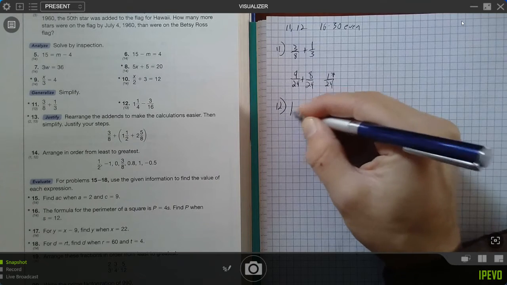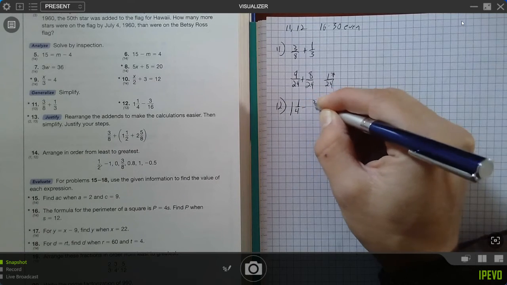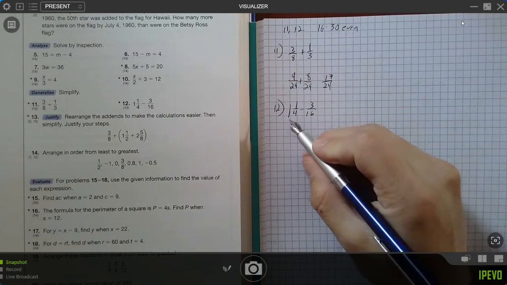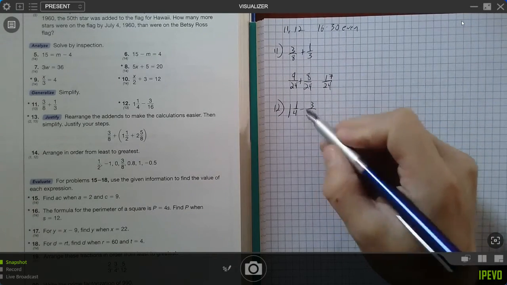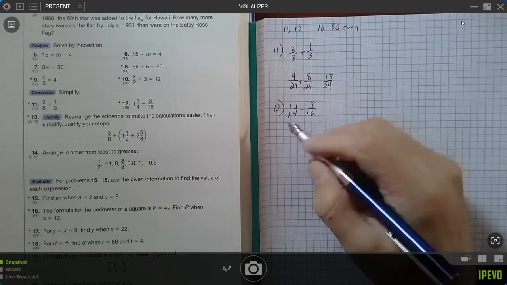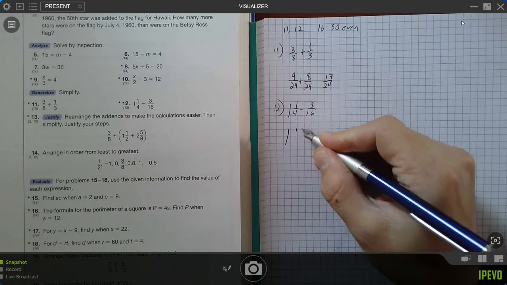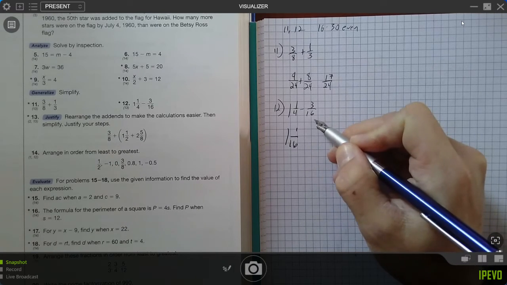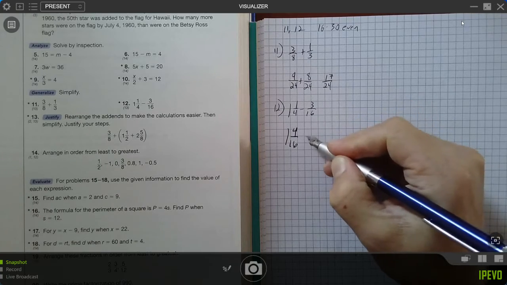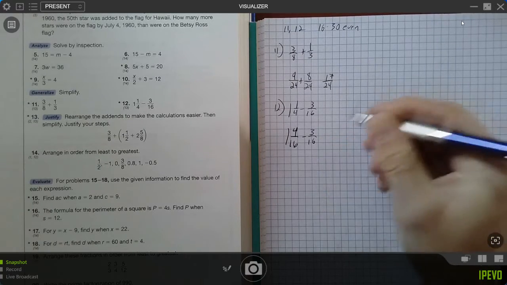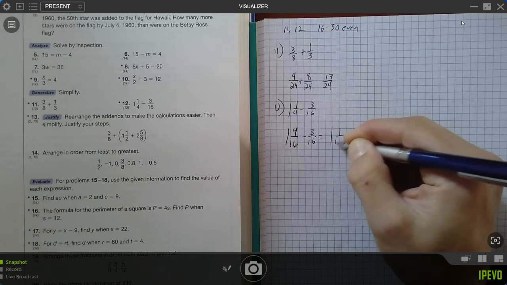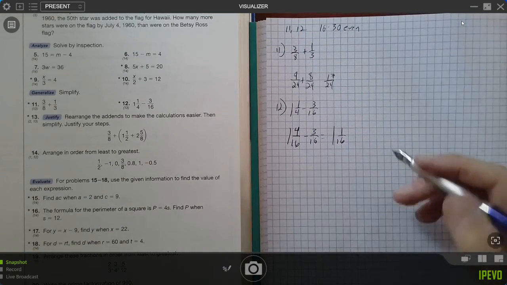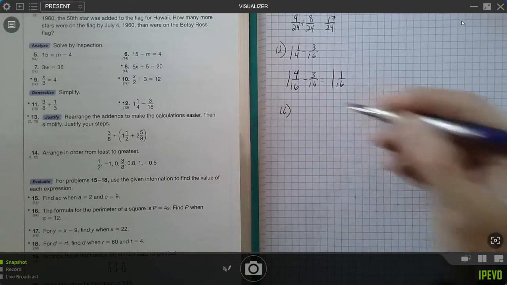12. 1 1/4 minus 3/16. Okay. So first, I'm going to turn this into common denominators. So I'm going to do 1 and 4/16 minus 3/16. That's going to equal 1 1/16. Okay, there's my answer. So now we'll go to 16.